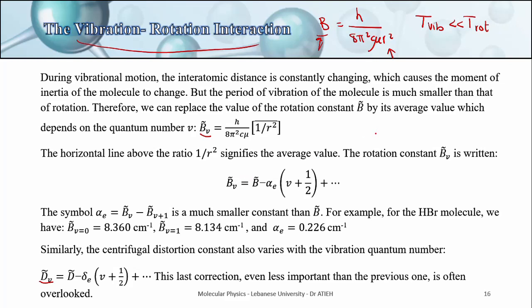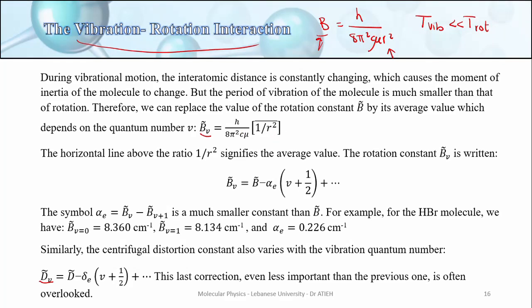And in this case, B depends on nu. It's equal to h over 8 pi squared c mu, times the average of 1 over R squared. So this index nu says that this B corresponds to a certain level nu. So for level 0 it will be B0, for level 1 it will be B1. The average will vary because the interatomic distance will change and the average will change.